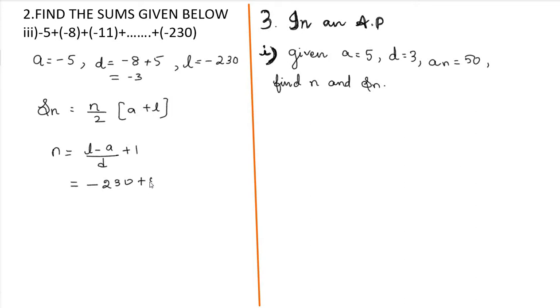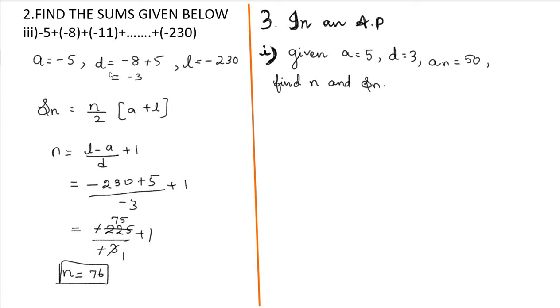Plus, what is a? 5. What is d? Here we have d as minus 3, plus 1. Minus 230 minus 5 is minus 225, by minus 3, plus 1. Minus minus cancel. 3 ones are 3, 3 sevens are 21, remaining 1, 15. So 3 fives are 15. So 75 plus 1, what will we get? 76. Now we know what n is.